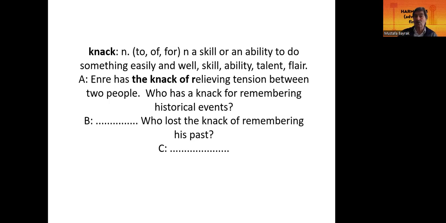Who has a knack for? Knack to, knack of, knack for. Yeah, we can use those three prepositions after it. Who has a knack for remembering historical events? Yeah, my friend Akif has a knack, an ability, for remembering historical events. Who lost the knack of remembering his past? Unfortunately, Idris lost the knack of remembering his past.